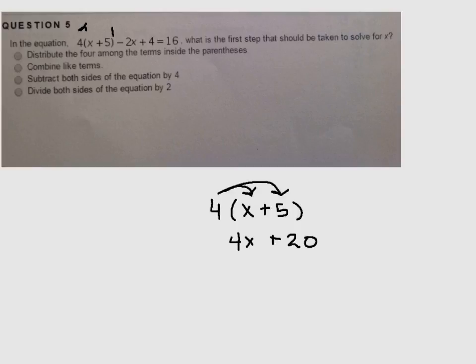So I put the steps down here. 4 times x is 4x, and 4 times 5 is 20. That's the first step. So the answer is the first answer. Distribute the 4 among the terms inside the parentheses. That is your first step. Okay, moving on to question number 6.